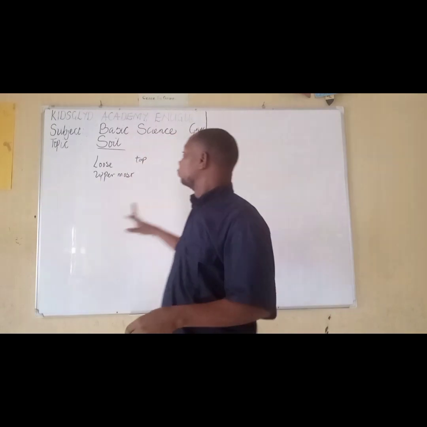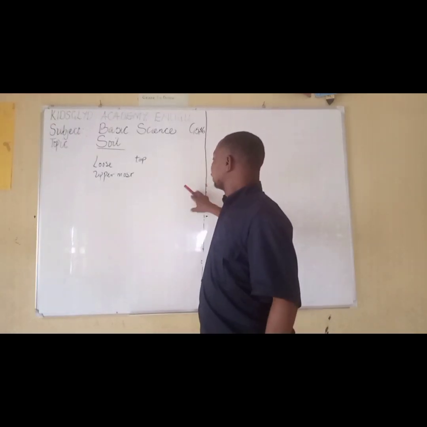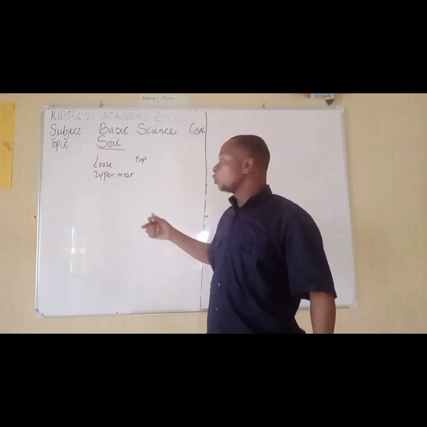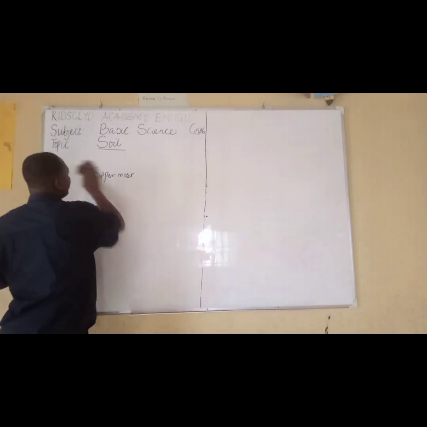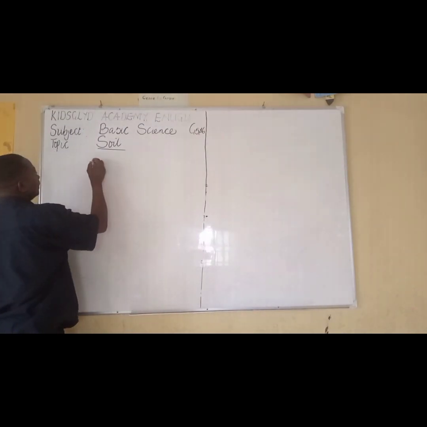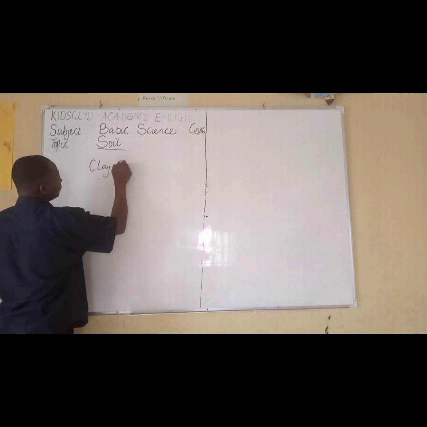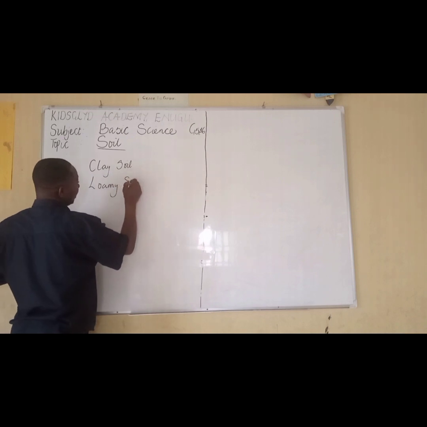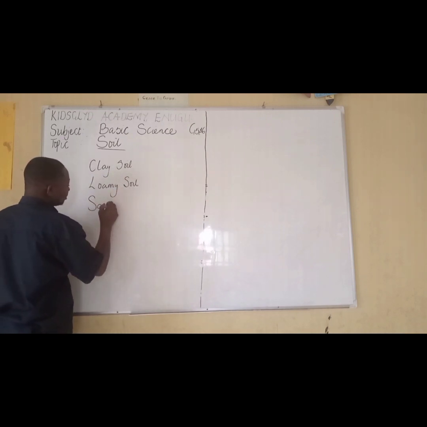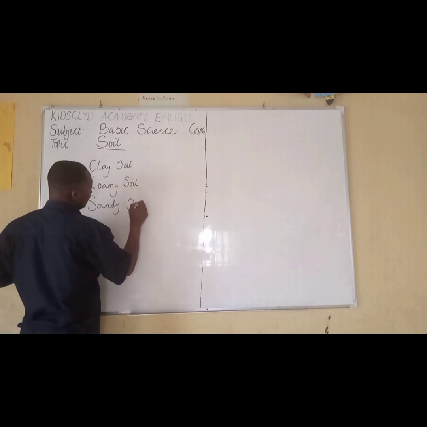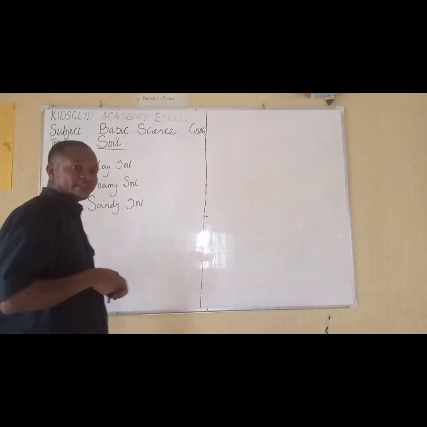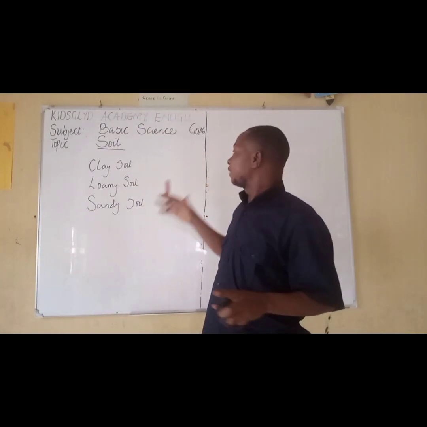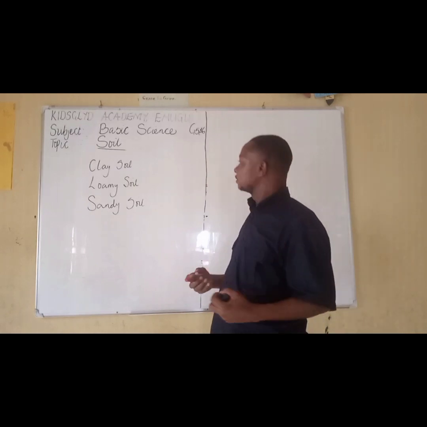This is coming from the composition of soil. But before we go to the composition of soil, let's look at the different types of soil. Number one, first of all, we have the clay soil. We have the loamy soil, and we have the sandy soil. Now, these soils are different both in particles, their physical appearance and forms, and their contents or composition.